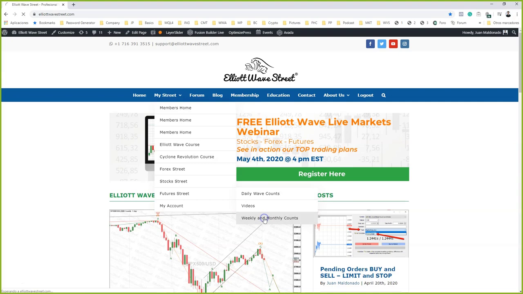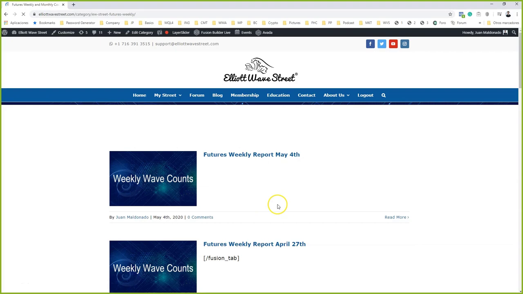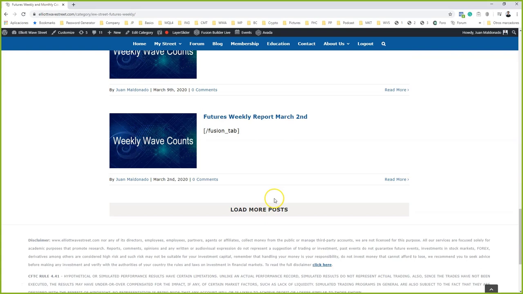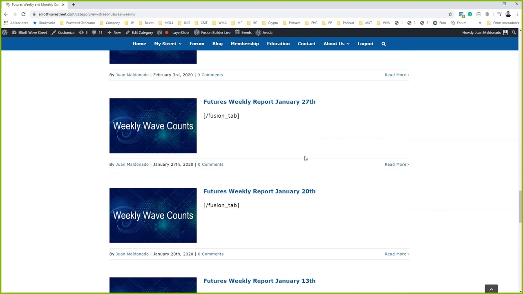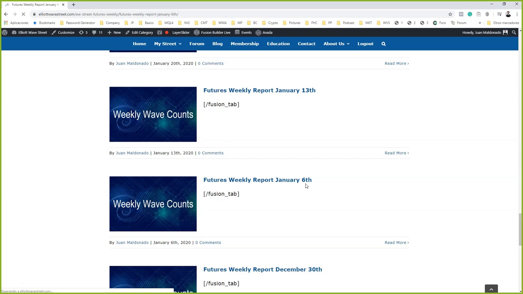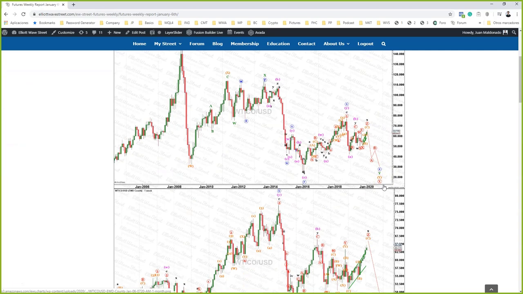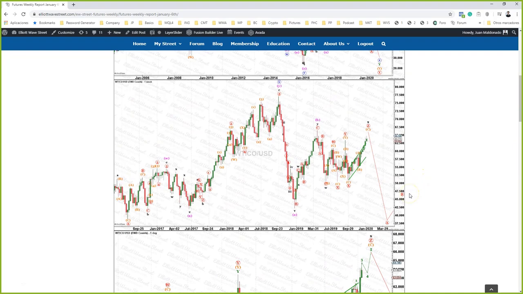Let's have a look at the past reports. It was like January something when I was looking for the setup. Yeah, January 6th, around January 6th will be fine. All right, so here we have oil. And at that time, at the beginning of the year, this was the big picture forecast.